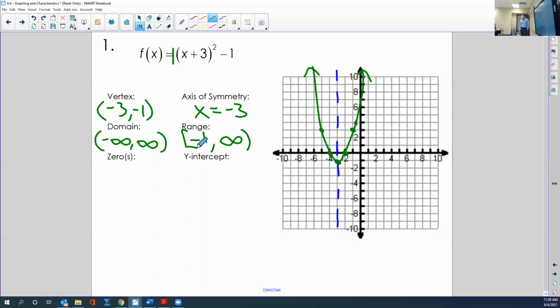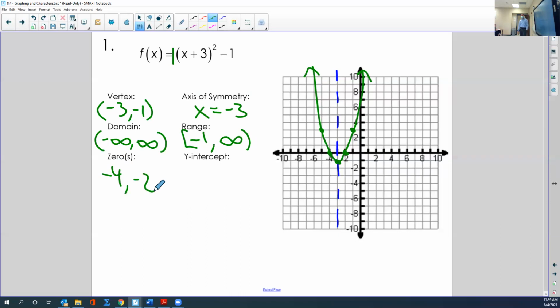And then our zeros we can represent pretty easily from our graph. What are our zeros of this? -4 and -2. Remember that we're just using the x values. You can write x equals -4 and x equals -2 if you want.